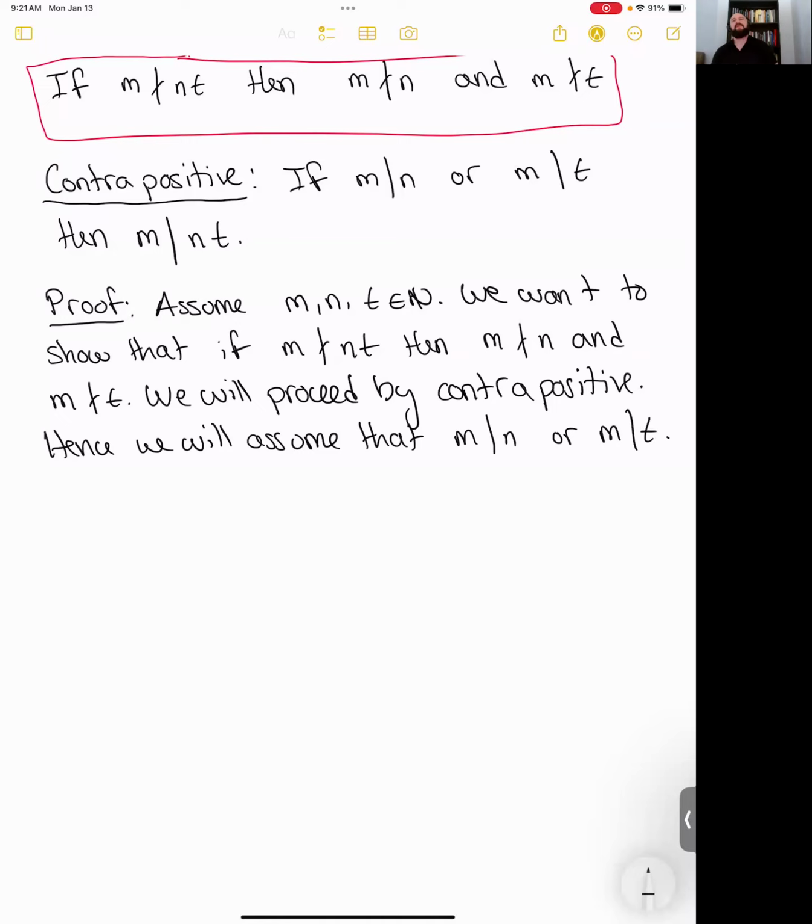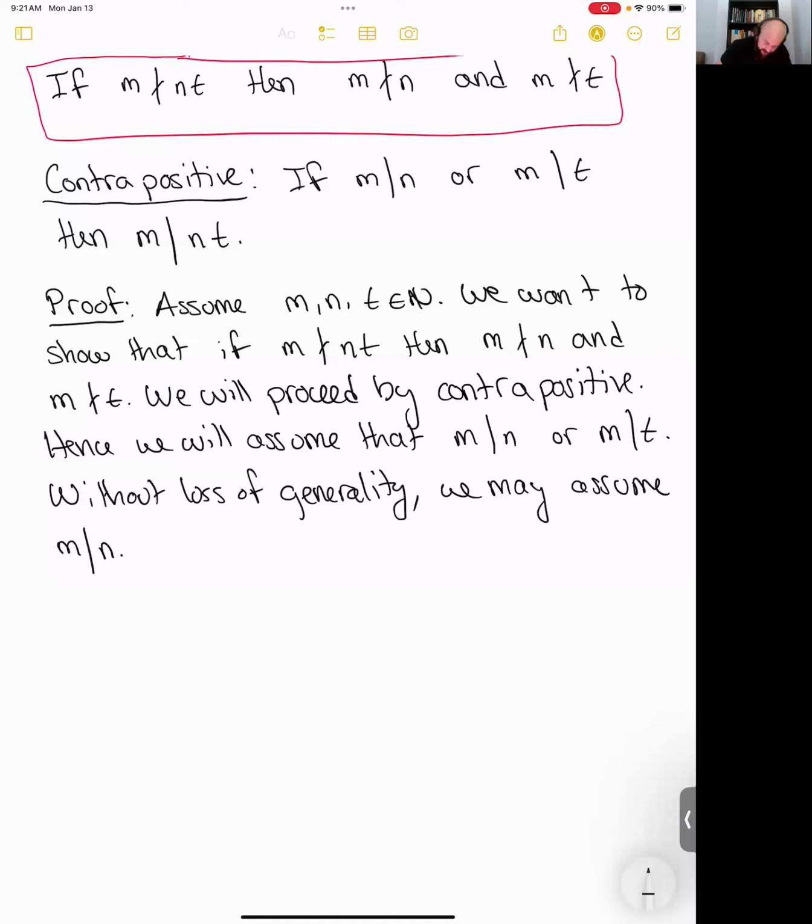Now, again, we can use this without loss of generality here because m divides n or m divides t are two different cases, but the way you would prove it is going to be exactly the same. And the way that n and t show up in the conclusion is in a product, which is commutative, so that their roles can be switched automatically. So we'll say without loss of generality, we may assume that m divides n.